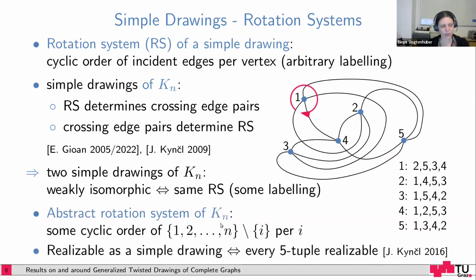Then there are also abstract rotation systems. That's just, for every vertex, some cyclic order of the remaining labels. And a very interesting result in that direction is that such an arbitrary abstract rotation system is realizable as a simple drawing if and only if every 5-tuple is realizable. So in contrast to abstract order types, a classic abstraction for point sets, where it is hard, existential-theory-of-the-reals hard, to decide whether an abstract order type is realizable, here we get a polynomial time algorithm that is very simple.